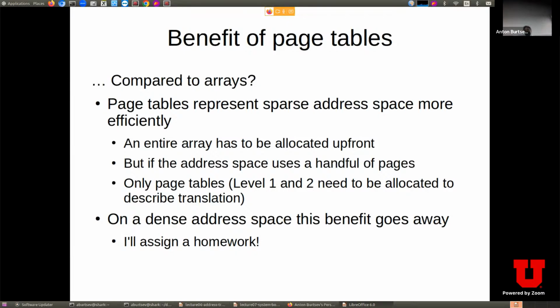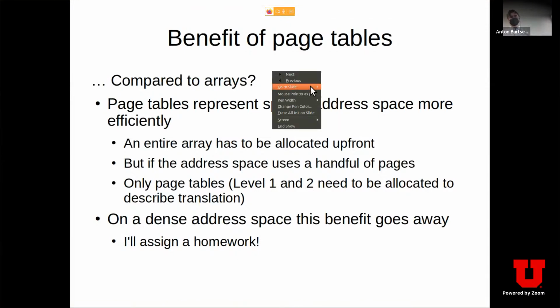And we were also talking about the benefits of page tables compared to something like arrays, right? And remember, I was saying that the page table essentially occupies less space in most cases. So remember, we said that if we want to translate the entire address space with an array, we need 4 million pages, which means we need 4 million entries in the array, which means we need roughly 4 million multiplied by 4 bytes, so 4 megabytes, right?